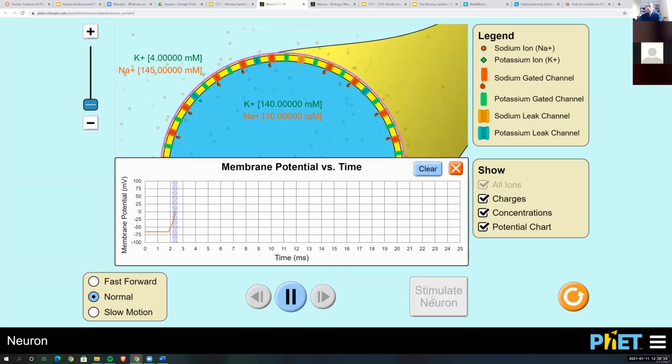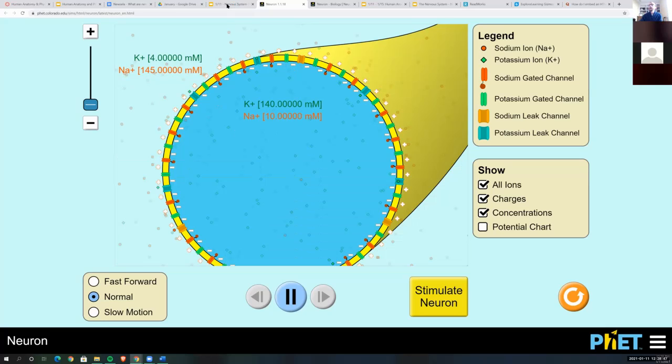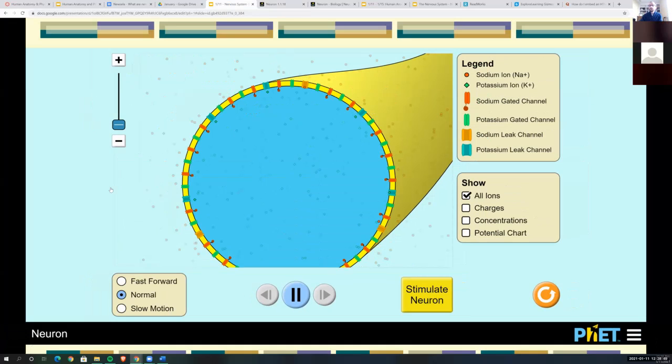As that charge travels, we get a difference in electrical charge right at our location. Then eventually that charge is going to get back to normal as the sodium and potassium ions go back to where they're supposed to be. This process allows for a neuron to carry information, electrical information. And we call this an action potential.